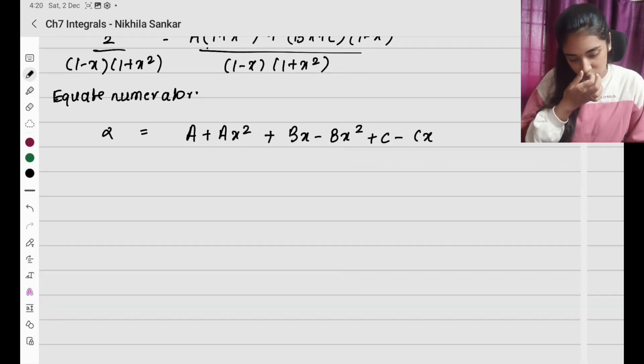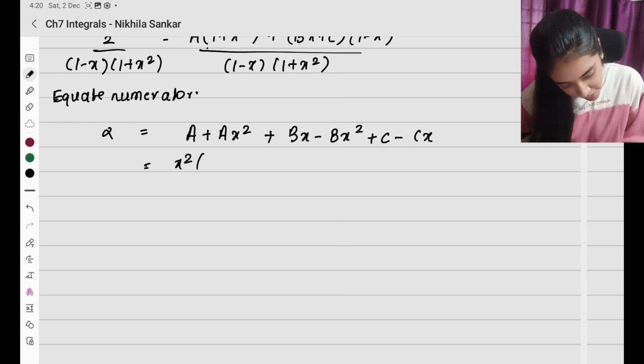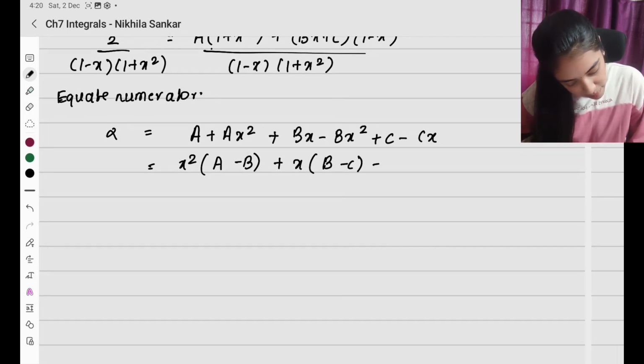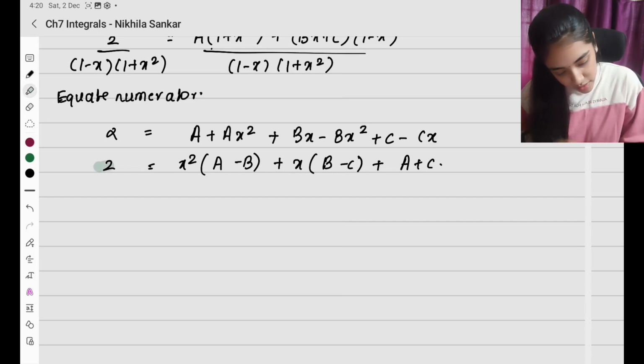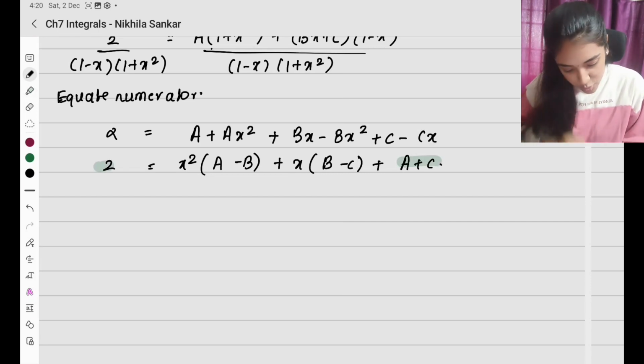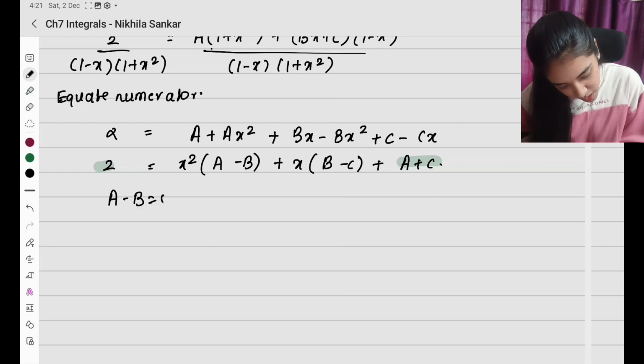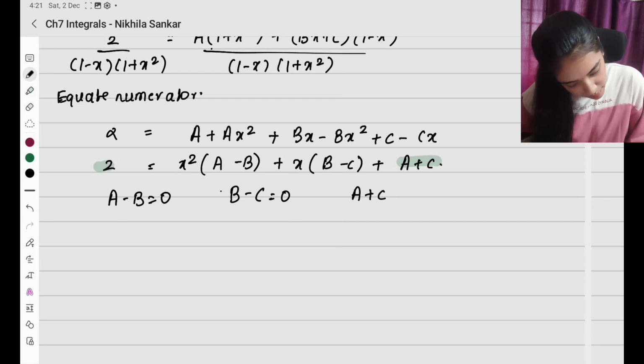Now clubbing the x square terms, I have x square times (a minus b), plus clubbing the x terms, (b minus c), plus constants (a plus c), equals, I only have a constant on the left, which is 2. So all the others are 0. A minus b equals 0. B minus c equals 0. A plus c equals 2.